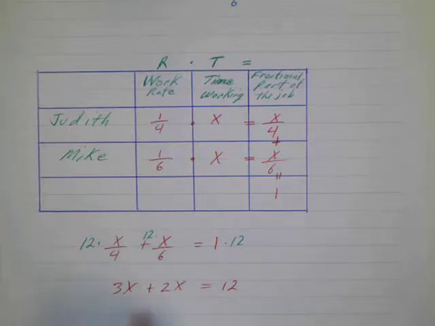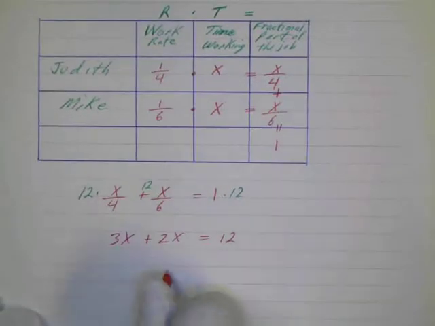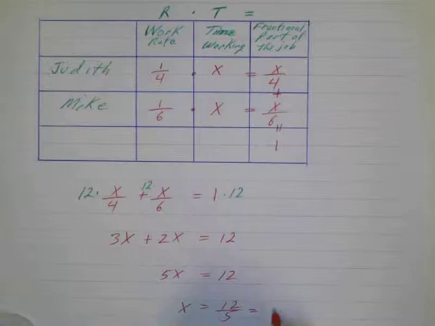Double check: 3x plus 2x is 5x. Divide both sides by 5, so x equals 12/5, which is 2 2/5 hours. Okay? So there you go.